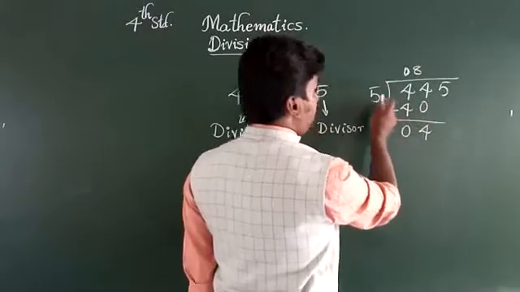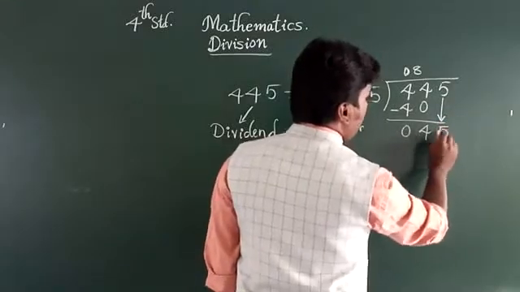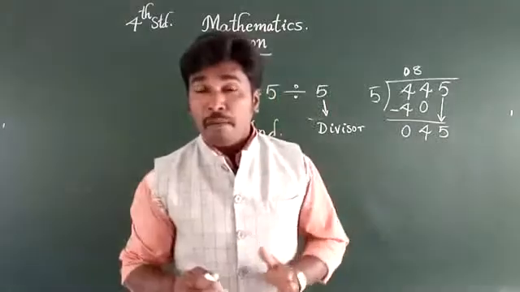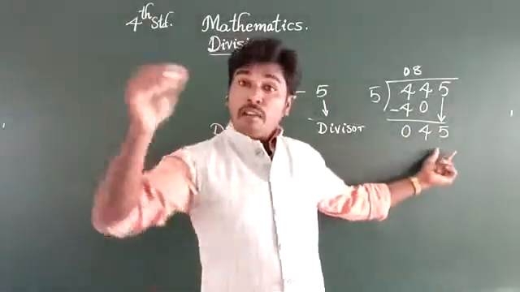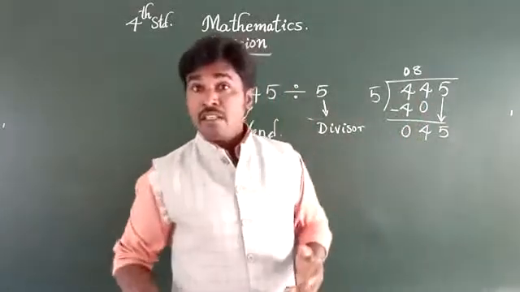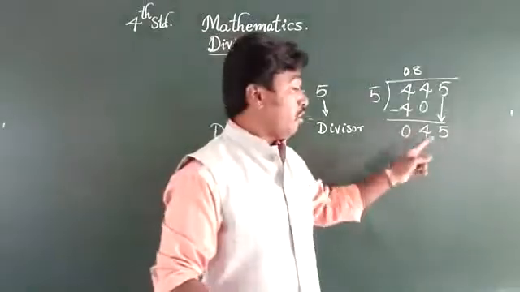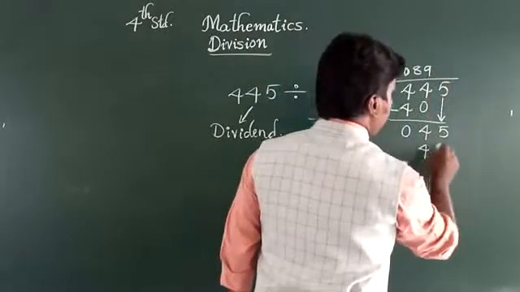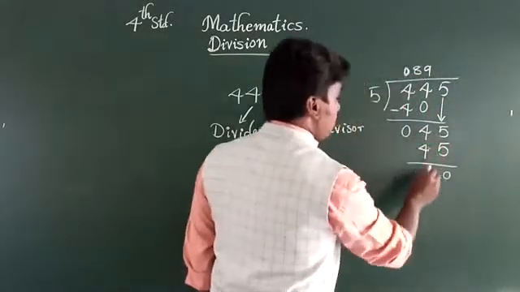Now 4 is smaller than 5. Then you can bring down 5. Now it has become 45. Now you tell the multiples of 5 that should equal 45 or be less than 45. 5 8s are 40. 5 9s are 45. 5 10s are 50, so 50 is greater than 45. So 5 9s are 45. So 5 minus 5 is 0. 4 minus 4 is 0.